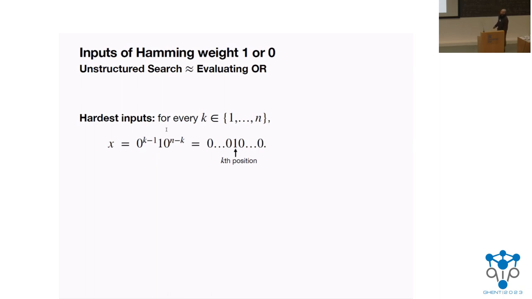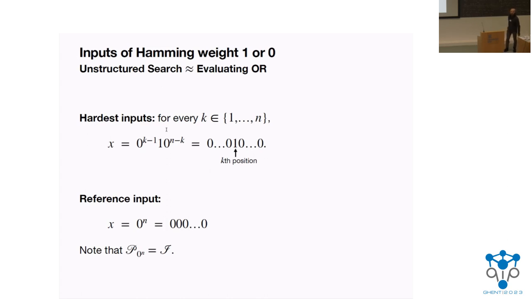However, we will also consider the all zeros input. Of course, here there are no marked elements, but this input is nevertheless very convenient to study. Essentially, the reason is that there's close similarity between unstructured search and evaluating the OR function. And one thing that is very convenient for this input is that the pseudo-classical oracle always outputs 0. So essentially, it keeps the state of the computation always pure.